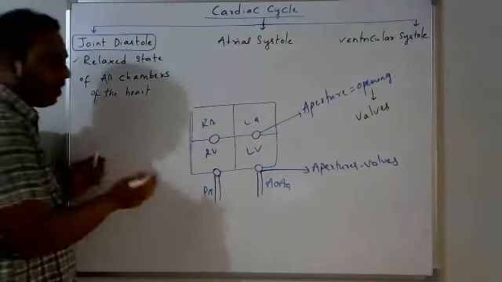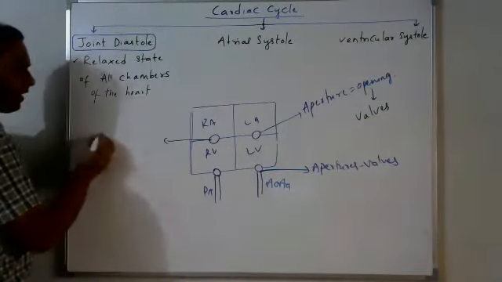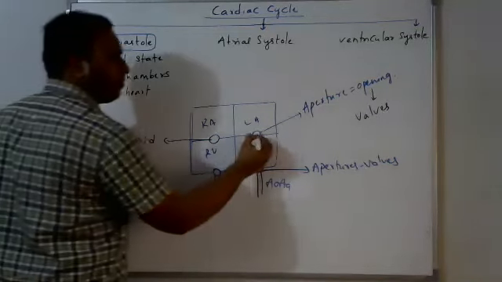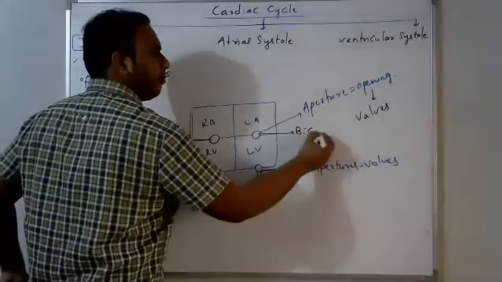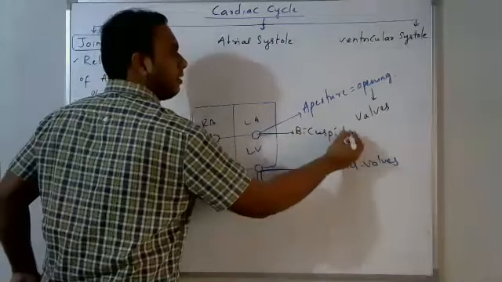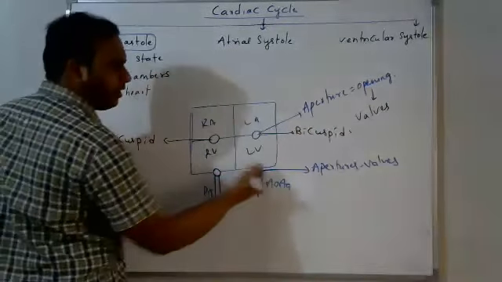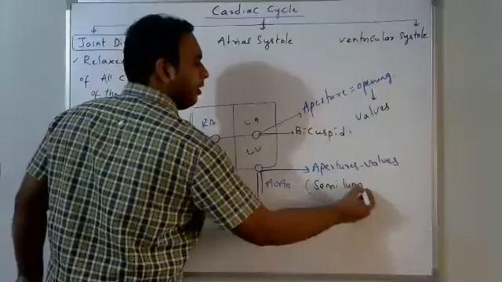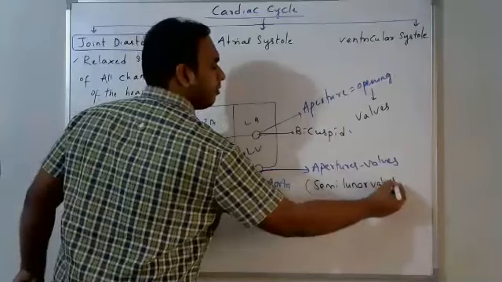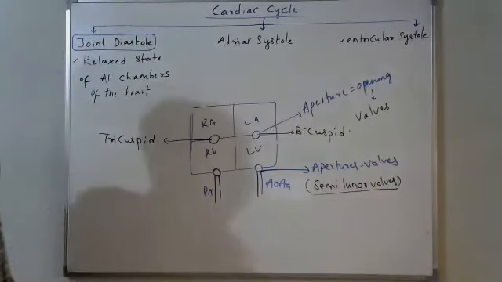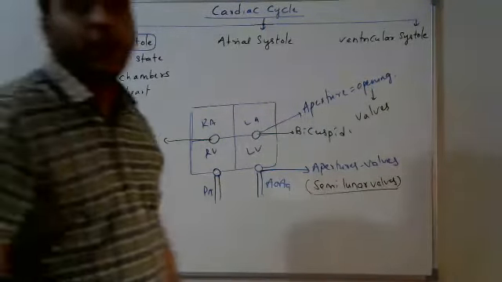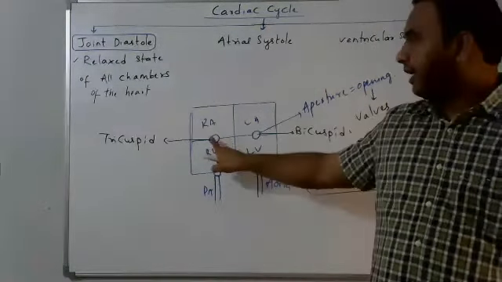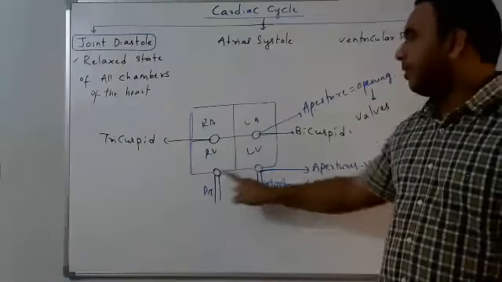Now what are those valves? I will tell you. This is the tricuspid valve. This is the bicuspid valve. And these two are semilunar valves. So totally four valves you can find: tricuspid, bicuspid, and semilunar valves.